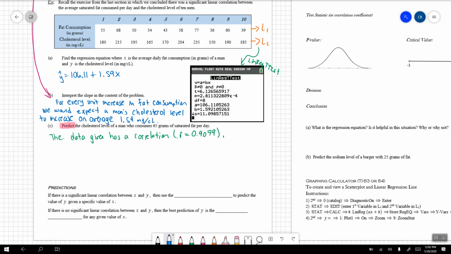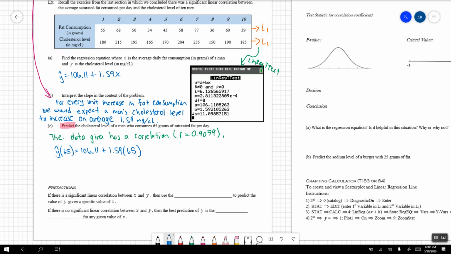Now, since that's the case, I'm going to use my Y values, or my equation, as a predictor. So I'm going to insert 65 grams into my equation here: 106.11 plus 1.59 times 65. Because that's the X value that they're giving me. The 65 grams corresponds with my explanatory variable, so all I do is insert. Once I do this, I'm going to go to my calculator and insert everything as I see it here. Follow me along to the TI-84 and we'll make those insertions into the calculator.